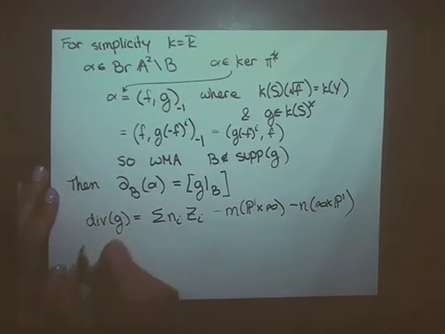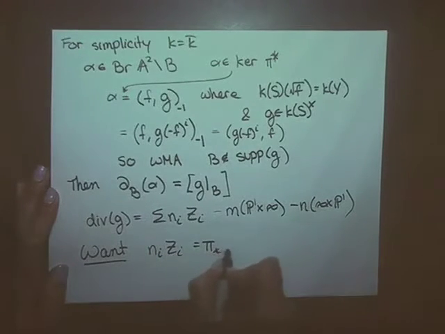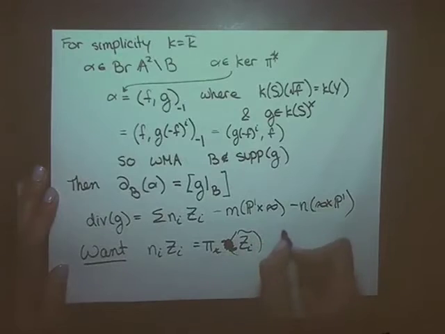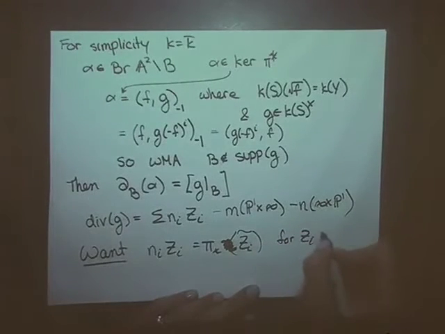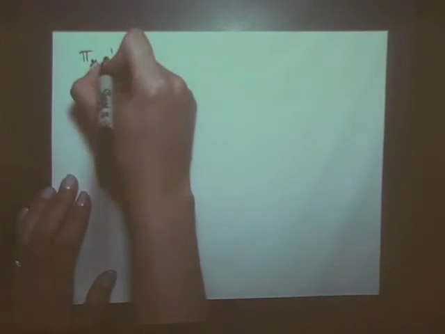So what we want is that each of these components is the push forward of something, for some divisor on Y. That's what we need to have happen. So let's remember, what is the push-forward map on divisors?